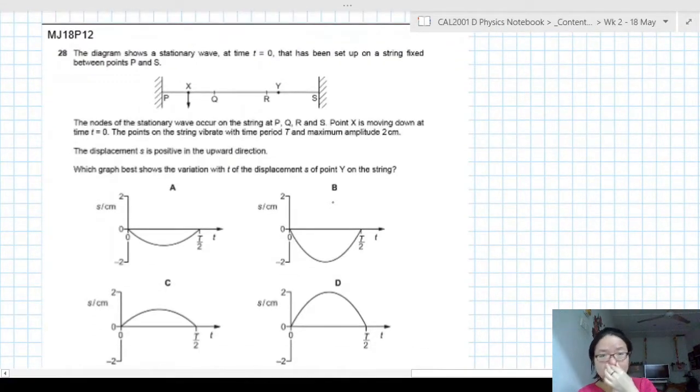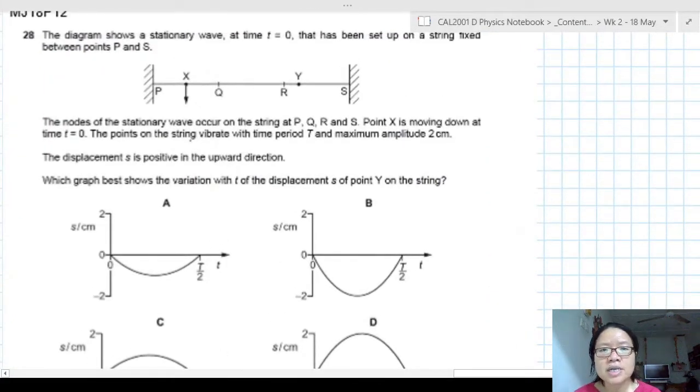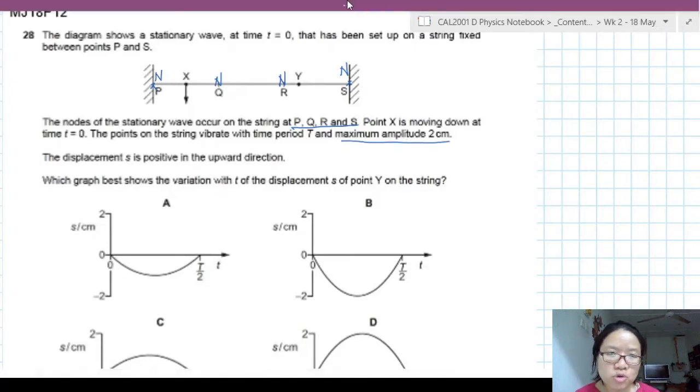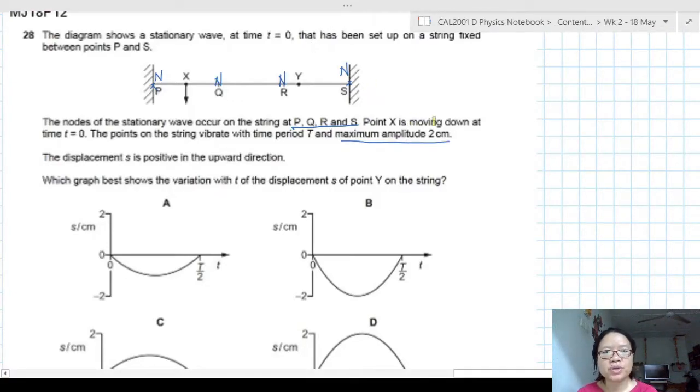Next question. Now this is a little bit more complicated. Diagram shows a stationary wave at time t that's been set up on a string. Now it has both fixed ends, so there's a node on each side. Okay. The nodes of the stationary wave occur at P, Q, R, S. So there are actually 4 nodes. Point X is moving down at time t equals 0. The points on the string vibrate with time period T and the maximum amplitude of 2 cm. These are all important information. Okay. Which graph shows the displacement of point Y?